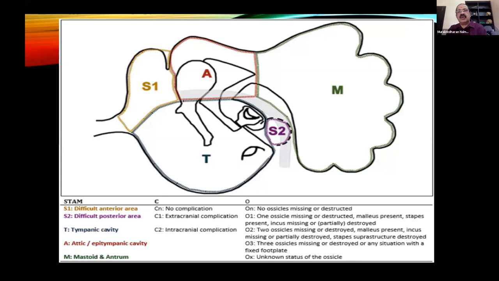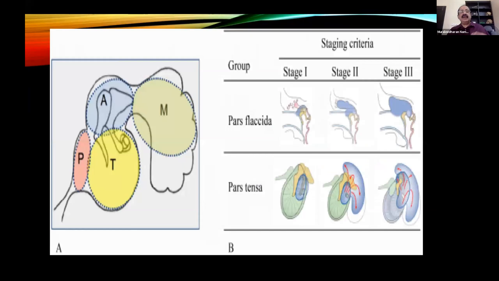So it's called a STAMP-CO classification, where the complications, whether it is extracranial or intracranial, will be C1 or C2. And the ossicles, depending on the erosion of ossicles, it is O1, O2, or O3. That is the STAMP-CO classification. Again, depending on the extent, it can be stage 1, stage 2, or stage 3, as the cholesteatoma expands and erodes the important structures.